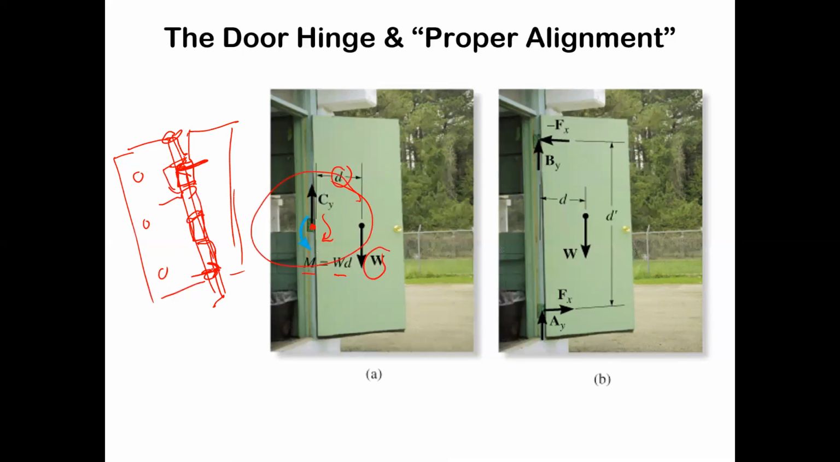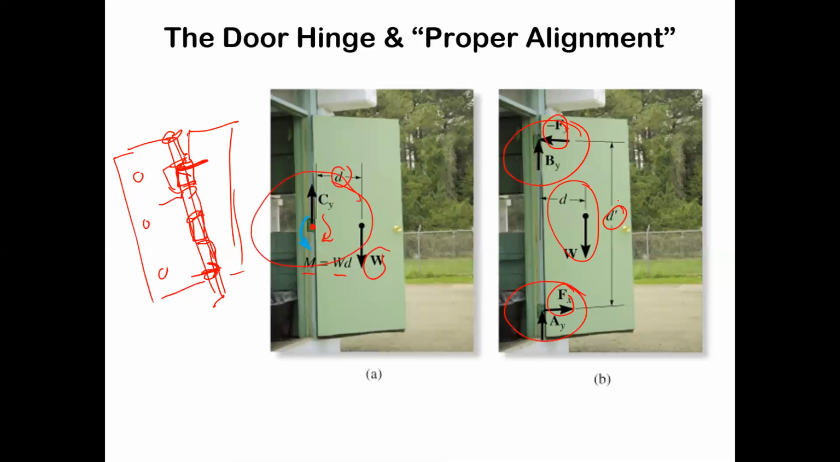So instead, what we do is we put at least 2 hinges on a door, and we separate them by a certain distance. And now those hinges, even though they can provide reaction moments to keep the door from moving, they don't have to anymore, because the separation of the hinges by this distance d prime means that they can provide a counter moment to the weight of the door about the axis of the hinge by providing an Fx that's separated by d prime.